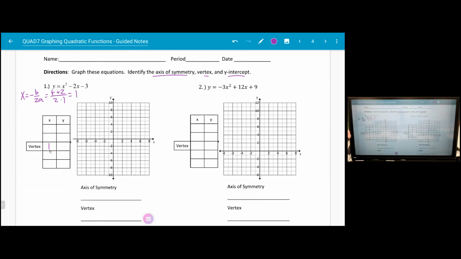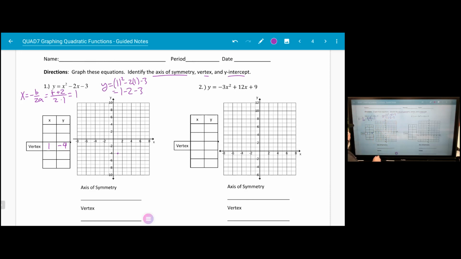We need to find the y coordinate of the vertex. So y equals 1 squared minus 2 times 1 minus 3. Well, this is 1 minus 2 minus 3. 1 minus 2 is -1. -1 minus 3 is -4. So (1, -4), we've got that vertex. We know this is going to open up, but this is going to be a minimum because a was +1.